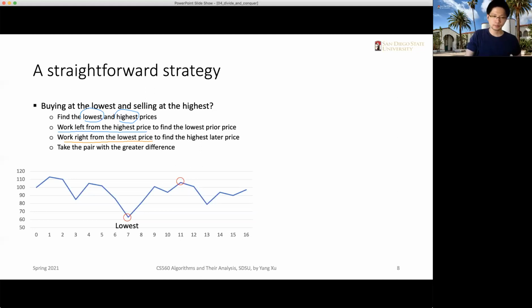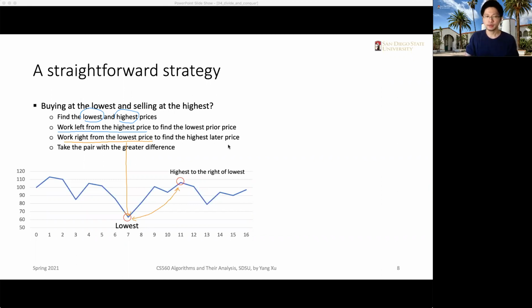Okay, so if we highlight it in these charts, then we can notice that there's a lowest point on day 7. According to the second strategy, if we choose to buy in at the lowest point, then we need to find the highest point to the right of it, right? So these two highlighted points are our solution according to this strategy, okay?